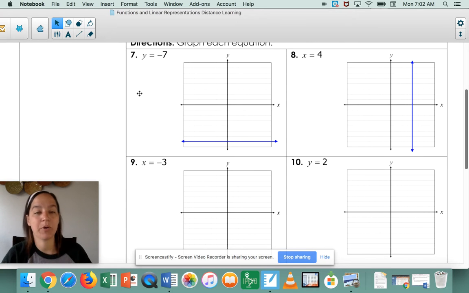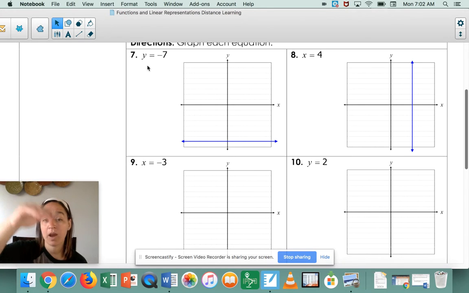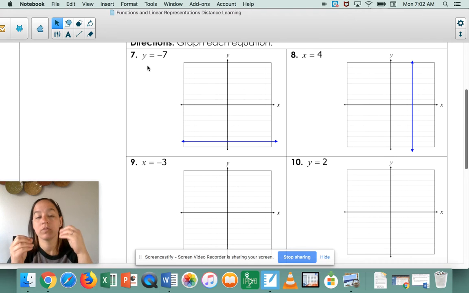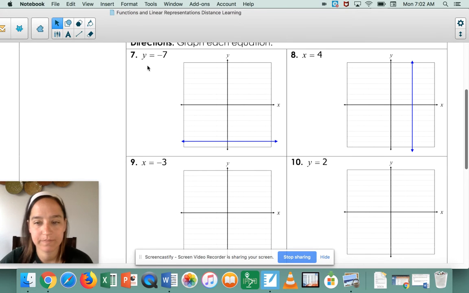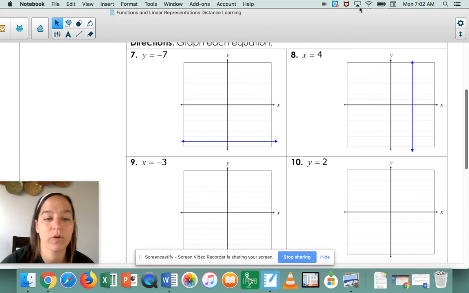If I wanted to put in ordered pairs here, all I would have to do is make a t-chart, and for number 7, I can put anything in for x, and my y is always going to be -7. So I could do -2, -7; 0, -7; 1, -7; 5, -7, and I could have those as my ordered pairs. And same thing for x, except x would be all 4s.